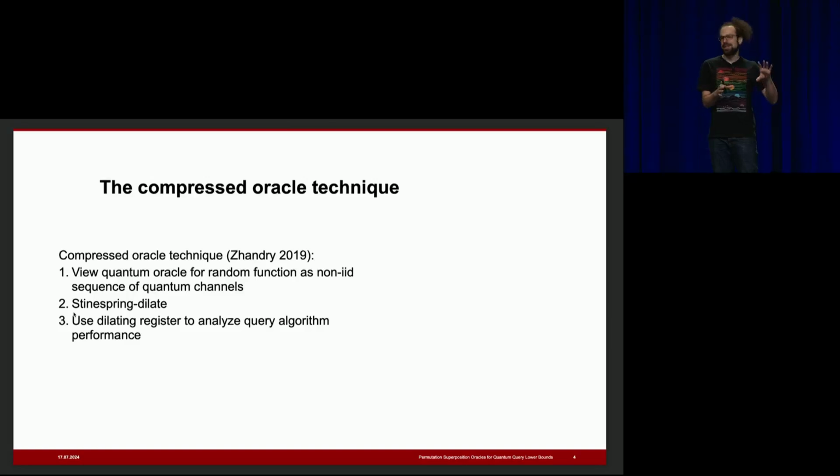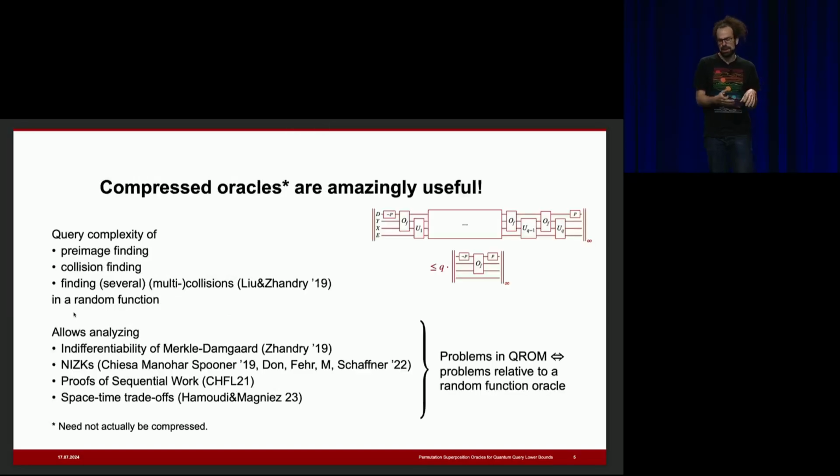The good thing about this is that this oracle is very random. It's a random oracle. So the dilating register will contain lots of information about the queries that the algorithm has made. And we can then analyze that register to learn something about the algorithm and analyze its performance. Here's just a couple of things that have been done with this technique. It was very useful for query complexity bounds and also for analyzing a whole host of cryptographic algorithms, including digital signatures, non-interactive zero knowledge, et cetera.